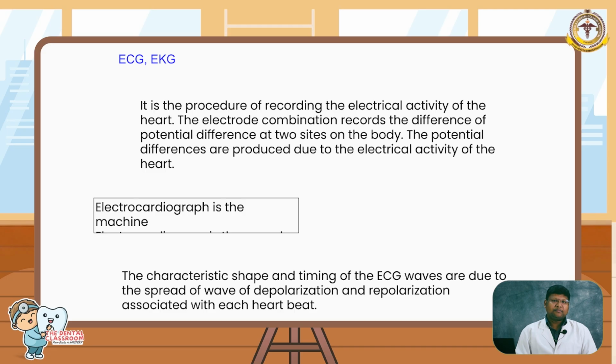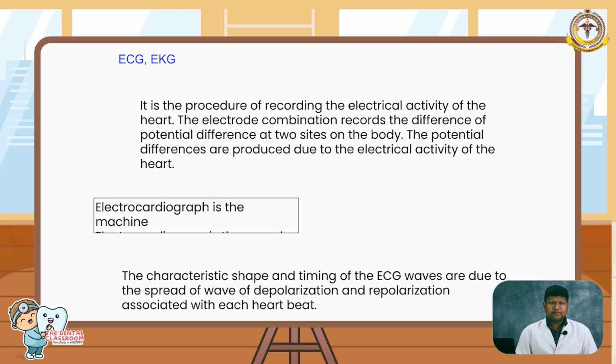So what is ECG by definition? ECG is nothing but a procedure of recording the electrical activity of the heart, in which electrodes are kept over the surface of the body, placed over the skin. These electrodes record the potential difference between two sides of your body. So this potential difference makes the electrical activity of the heart get recorded.